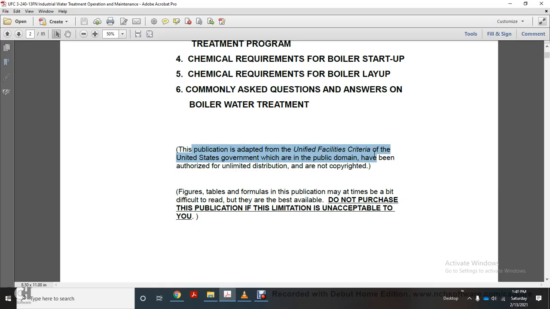This publication is adapted to Unified Facilities Criteria. Government public domain documents have been authorized for unlimited distribution and are not copyrighted.